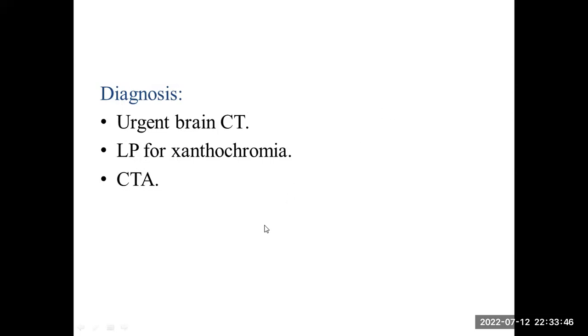Xanthochromia is the yellowish discoloration of the CSF, and it's due to hemolysis which happens within the CSF. When you have subarachnoid hemorrhage, you will have hemolysis in the CSF, and this will lead to release of bilirubin, and this bilirubin will turn the CSF yellow. This is called xanthochromia, and it can be detected on CSF examination. But in order for xanthochromia to be detected, you need 12 hours post the onset of subarachnoid hemorrhage. For that reason, it takes time for the RBCs to undergo lysis and lead to xanthochromia.